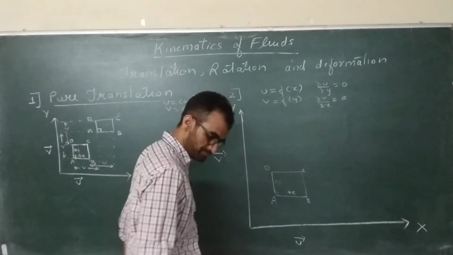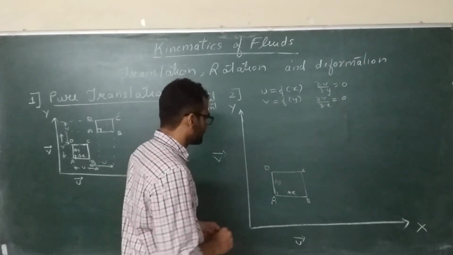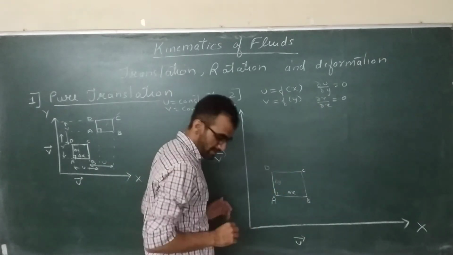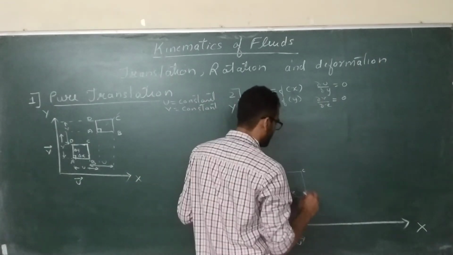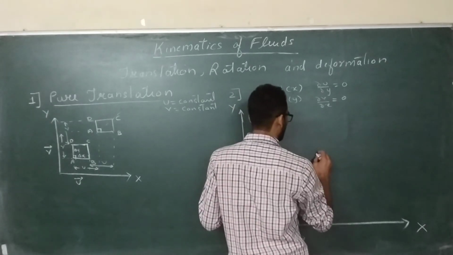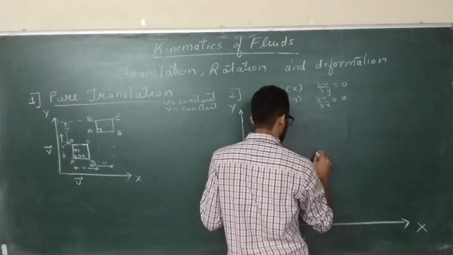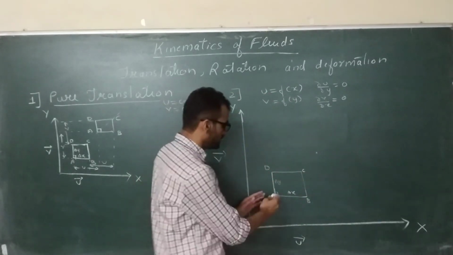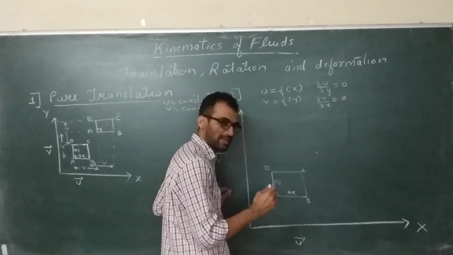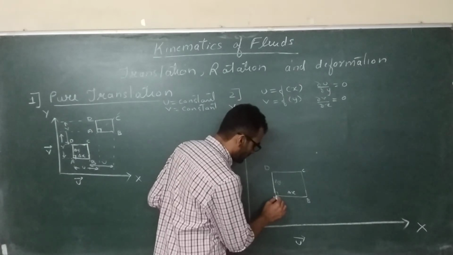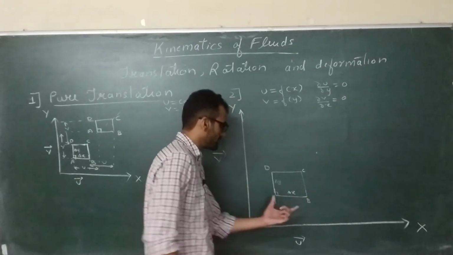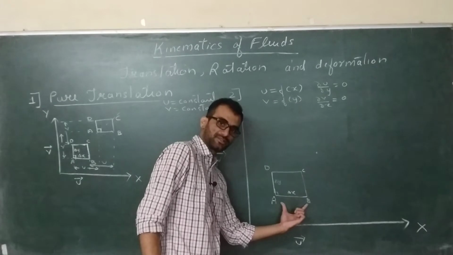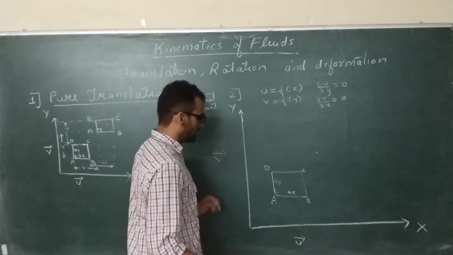Now let's see what will happen in a unit time. In a unit time, the thing which is going to happen, we will try to plot that. Look at the segment AB first. We'll first think about this segment. What will happen to this segment AB?